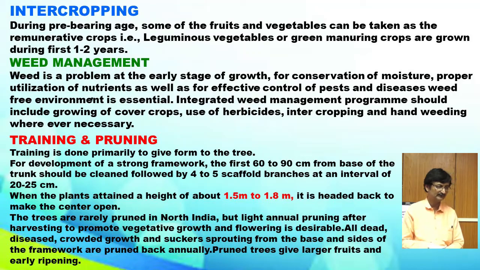Training and pruning. Training is done primarily to give form to the tree. For development of a strong framework, the first 60 to 90 cm from the base of the trunk should be cleaned and allowed, followed by 4 to 5 scaffold branches at an interval of 20 to 25 cm. When the plants attain a height of about 1.5 to 1.8 meter, it is headed back to make the center open.